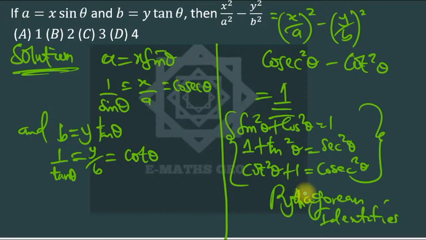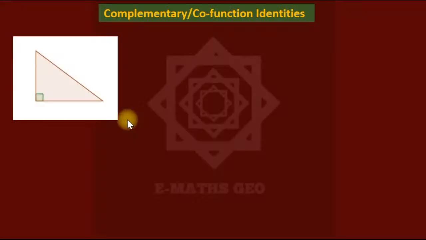So that's why we said cosec squared minus cot squared is 1. So that's how I got 1. Our answer is option A. Thank you. So we're on complementary or cofunction identity.